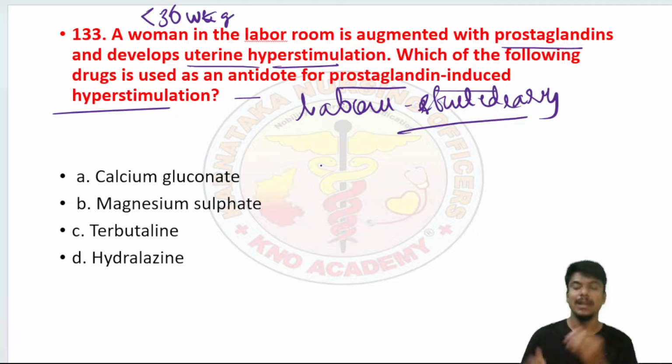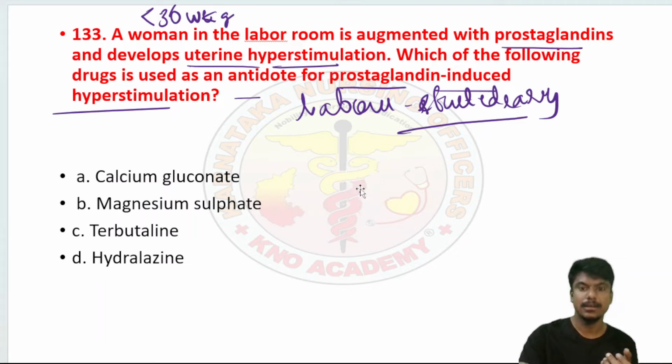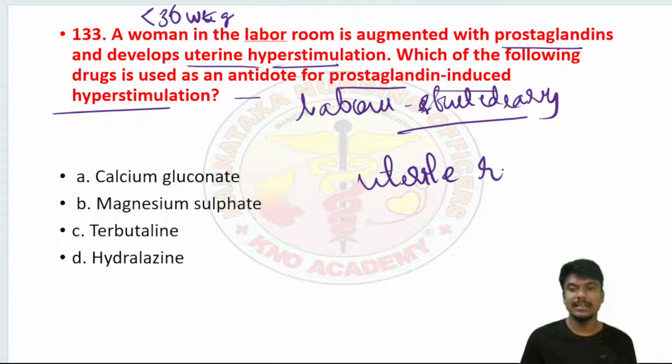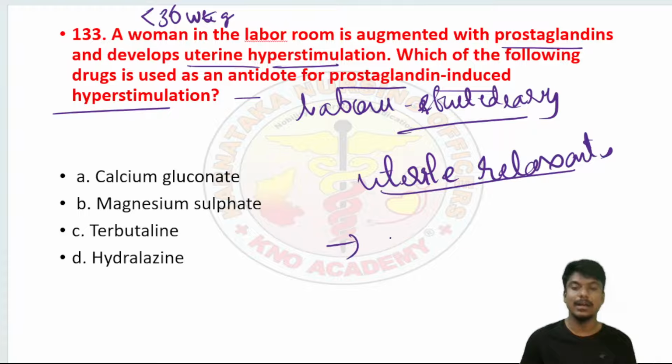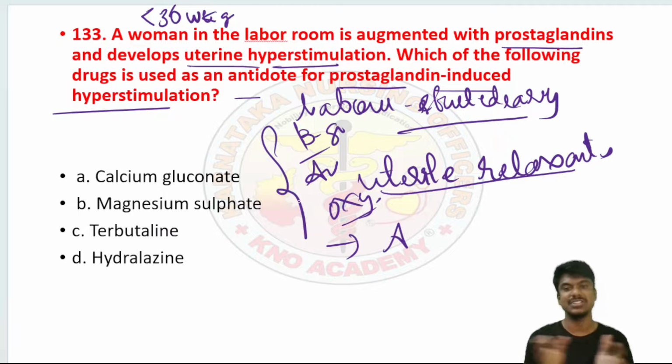They are asking you what is the analog used, or you can say, a uterine relaxant drug. Which drugs will relax the uterus? Normally oxytocin analogs and prostaglandin analogs will be used, and beta agonists. To prevent the hyperstimulation of uterine contraction, we'll use the beta agonist.